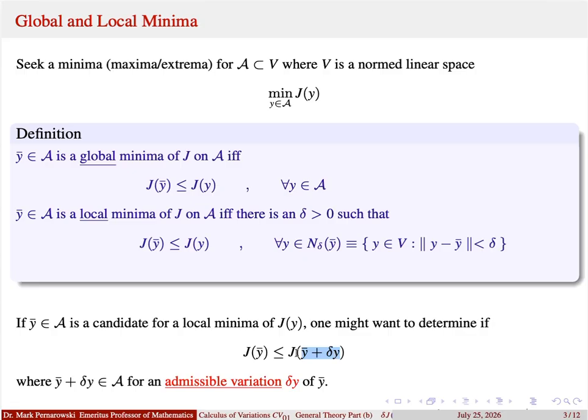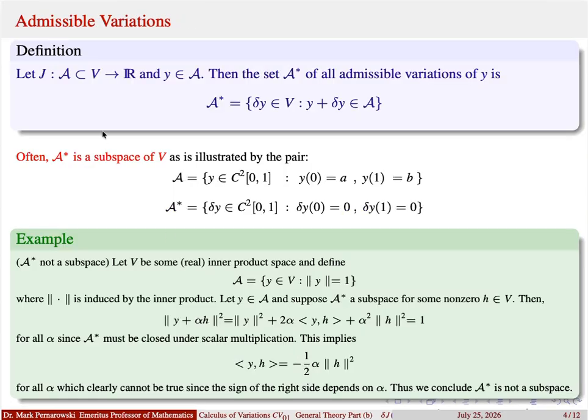Let's put this out more clearly here. So if I have a functional J defined on an admissible set A, which is a subset of a vector space that's got a norm on it, say, and contains real values, and I'm going to fix a y. The set of admissible variations of y are all of those delta y's in the vector space that I can add to it and still keep it in the set. That's what an admissible variation delta y is.